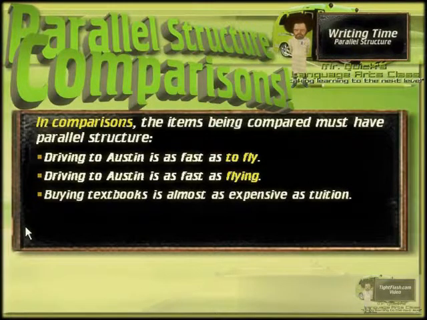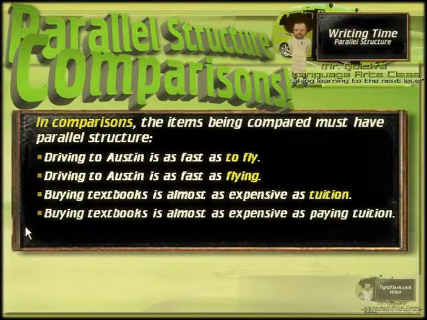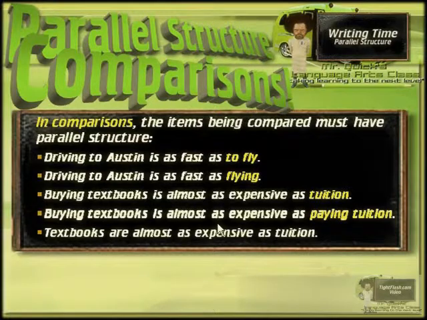Let's look at that point again. Buying textbooks is almost as expensive as tuition. Well, the problem is how can you compare buying textbooks with tuition? We can't do that. So again, we have to add the same kind of word at the beginning of that second item as we had in the first. Buying textbooks is almost as expensive as paying tuition. So now we have our complete sentence here with all its parallelism glory.